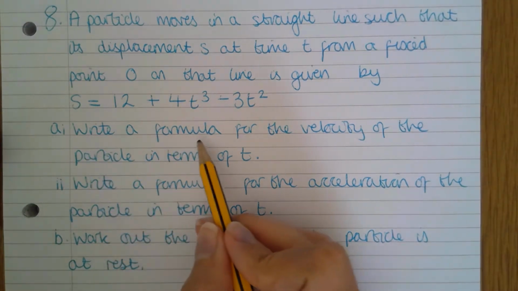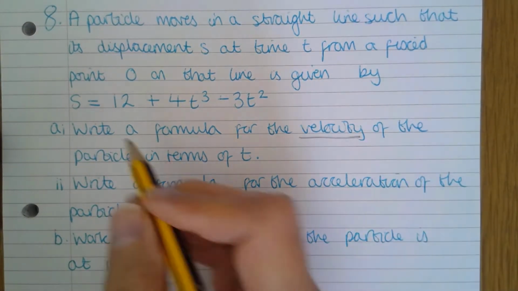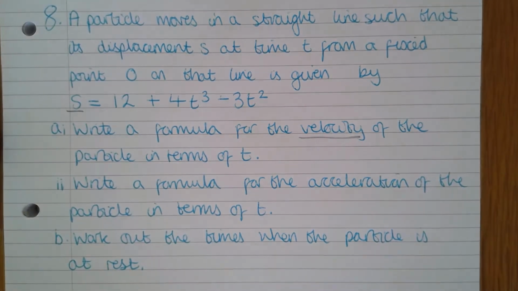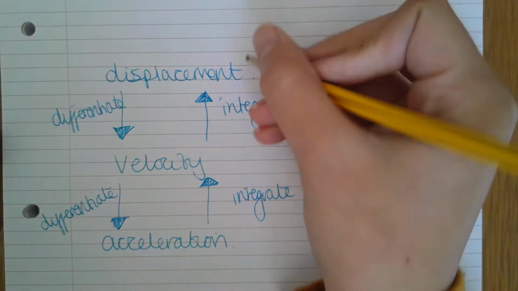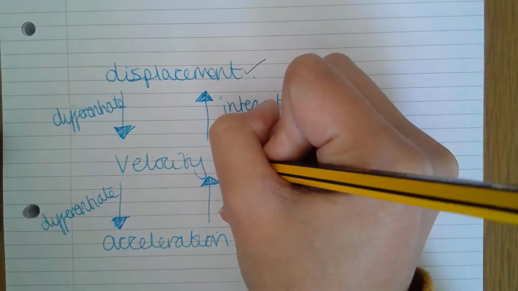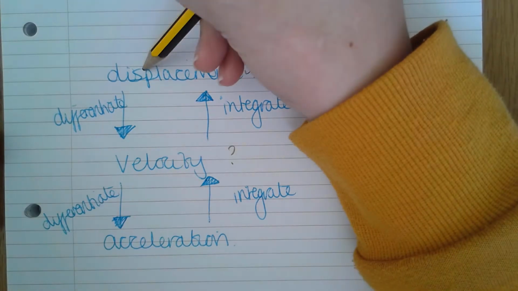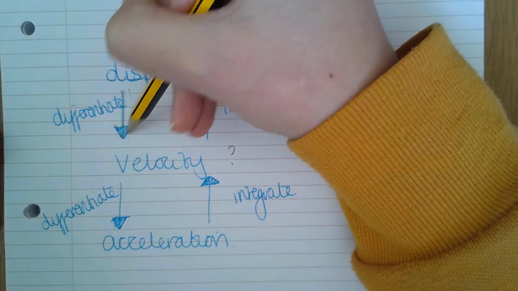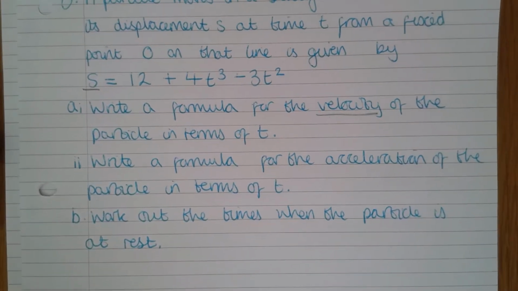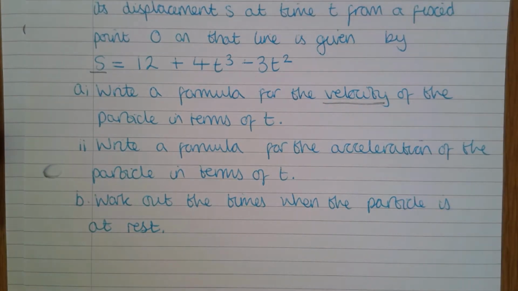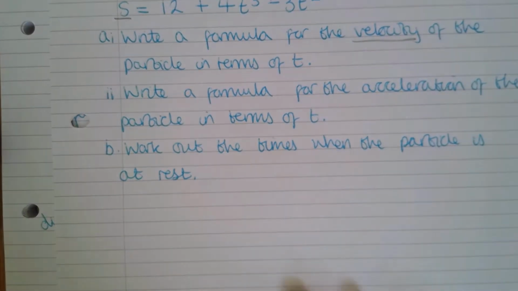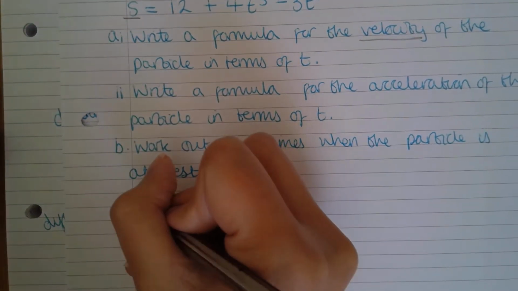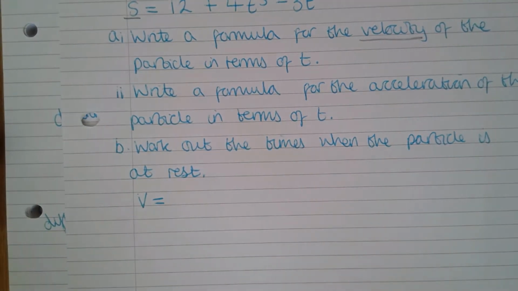You've been asked to write down a formula for the velocity, but we've been given the displacement. So we should know from before: to get from displacement to velocity, I need to differentiate. So for A, to find v, we've got to differentiate s.